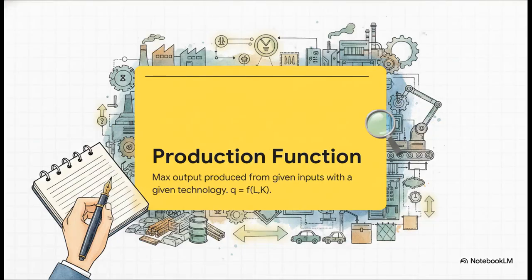Now grab a pen because this is huge for your exams. The production function is the exact mathematical relationship showing the maximum output you can get from your inputs, assuming you're using them efficiently with current technology. We literally write it as Q equals F of L and K. That just means your total quantity, Q, is a function of your labor, L, and capital, K.